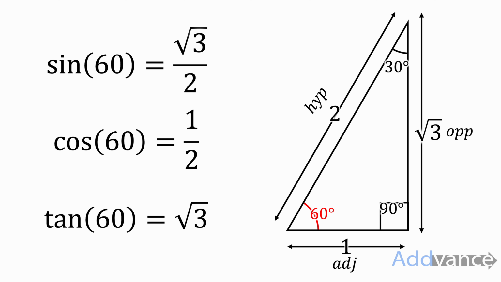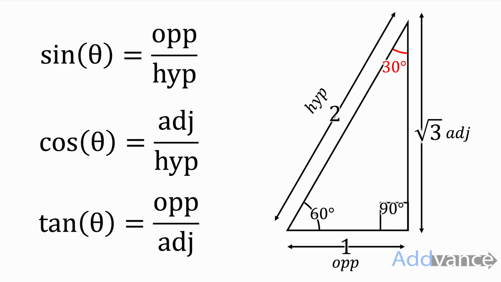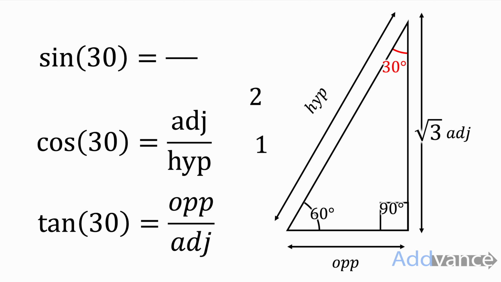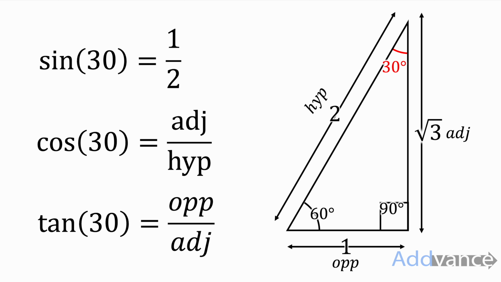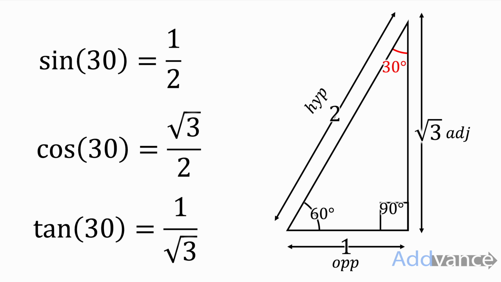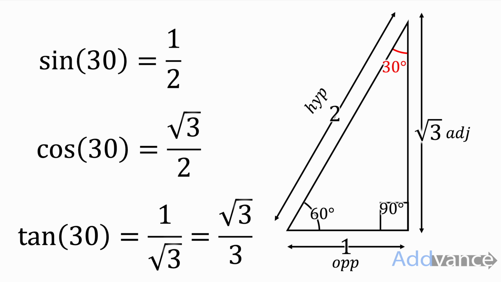Let's look at the sin, cos and tan of 30 degrees now. So sin of 30 degrees is the opposite over hypotenuse, which is 1 over 2. Cos of 30 is adjacent over hypotenuse, root 3 over 2. And tan of 30 is 1 over root 3. This is sometimes written as root 3 over 3. It's the same value. You will probably see it as root 3 over 3 more commonly. Both values are correct though.